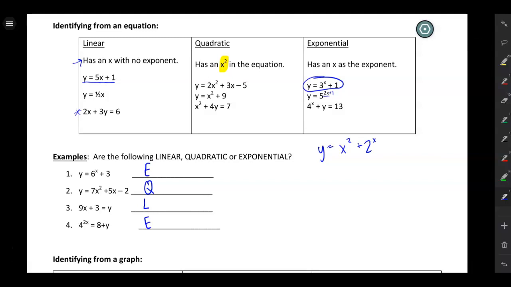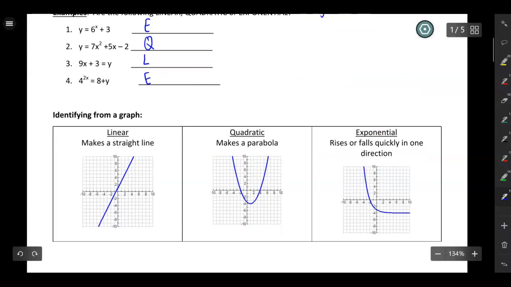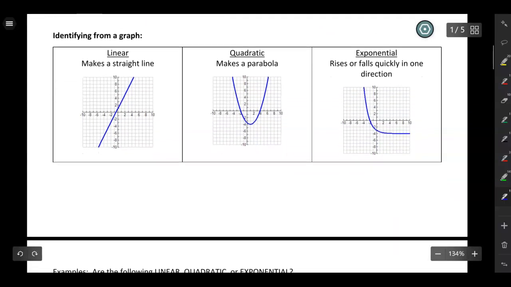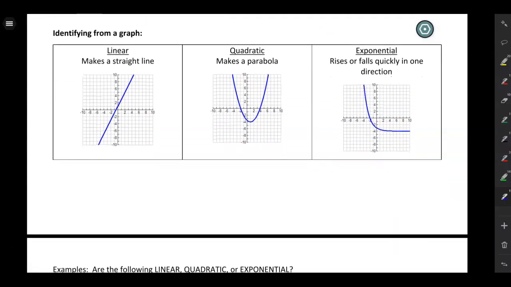Okay, so hopefully by now you feel comfortable identifying each equation as linear, quadratic, or exponential. Now let's jump into looking at their graphs. So here's the classic shape of each of these function families. Linear makes a straight line. That one you've been dealing with for years and years. Hopefully you remember that one.